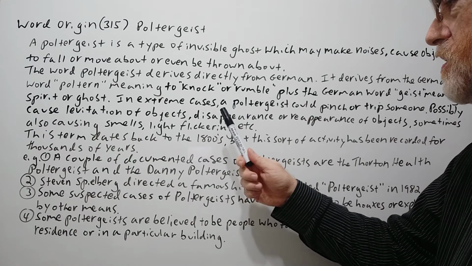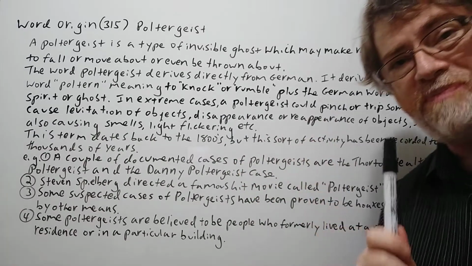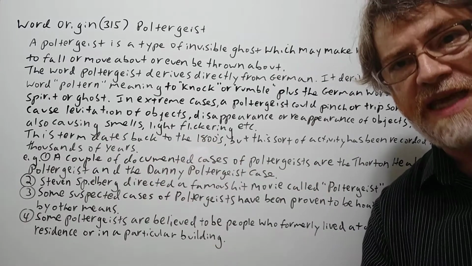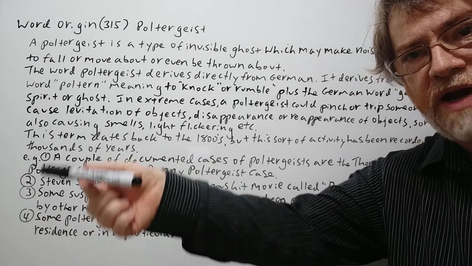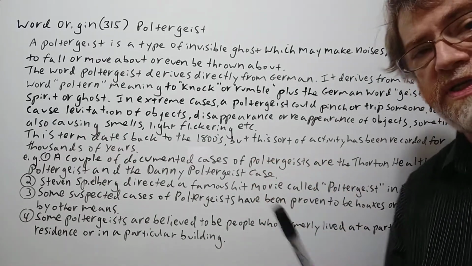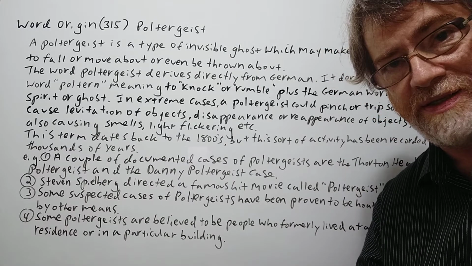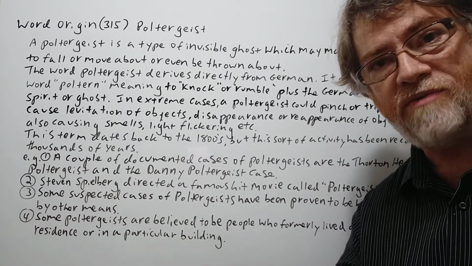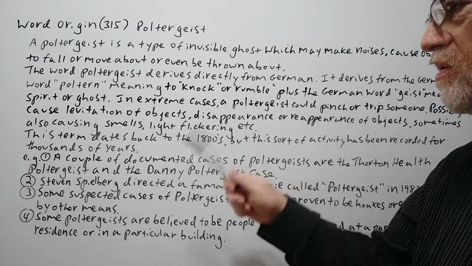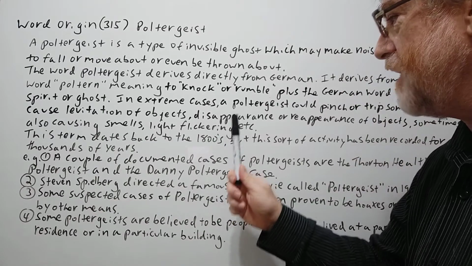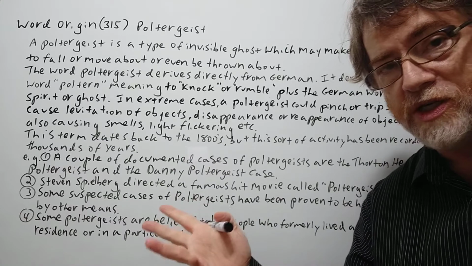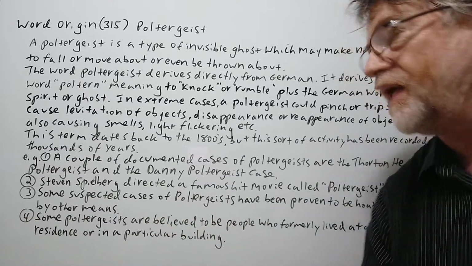In extreme cases, a poltergeist could even pinch or trip someone, possibly cause levitation of objects. So just objects rising in the air by themselves. Disappearance and reappearance of objects, like in your house, something disappears, and then suddenly it might reappear again, maybe days later or weeks later. Sometimes also causing smells, light flickering, or maybe electronic products just popping on, like a computer may just turn on by itself.